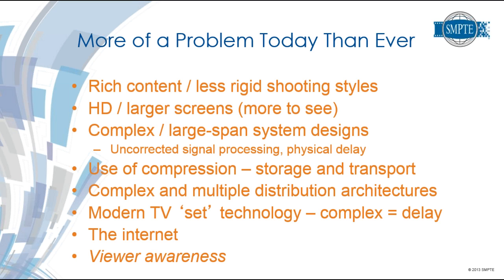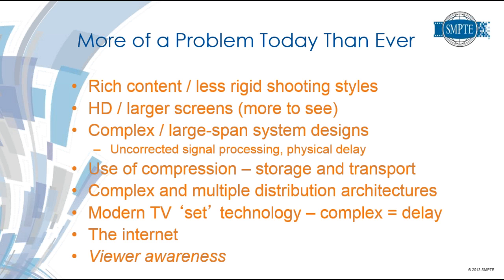We have complex and multiple distribution architectures. This is a little different from what I was getting at with system designs. Distribution architectures are the way we get from the point of emission to the home, and there's many, many ways today. We'll talk about a couple later. But these are all fraught with potential problems.